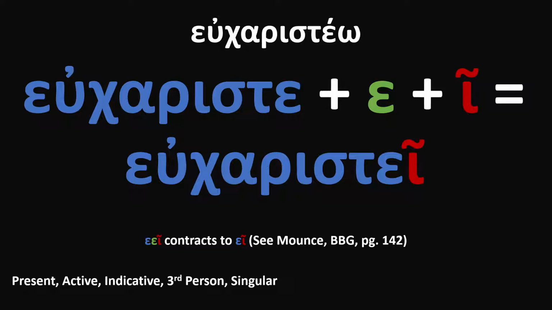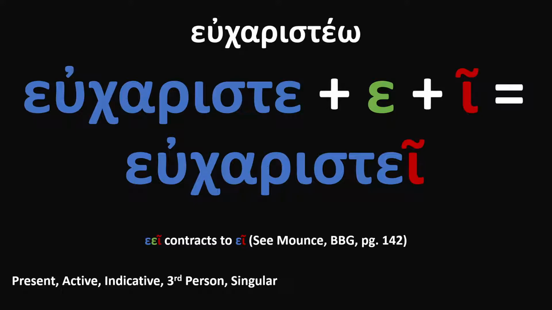And Mounce actually explains this. Page 142, Basics of Biblical Greek: epsilon, epsilon, iota contracts to epsilon, iota. So that's how we form the present active indicative third person singular.